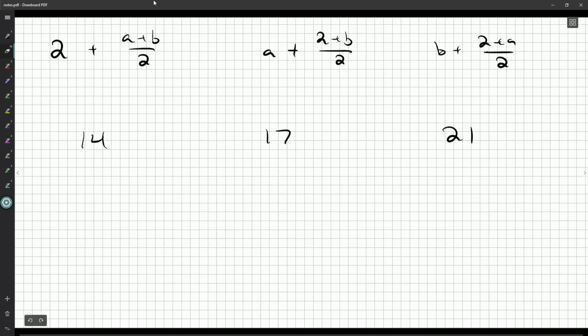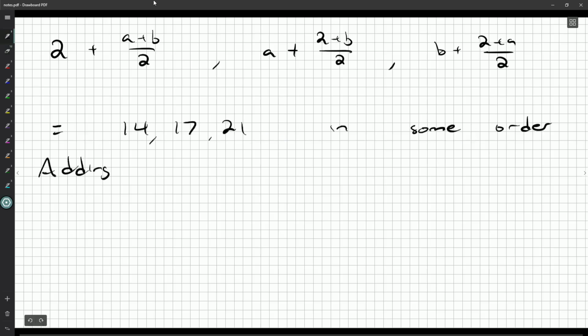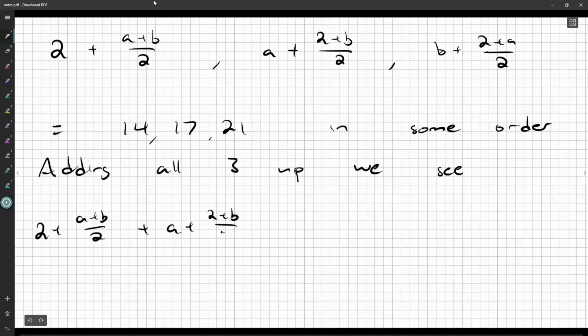Or do we? Actually, here's another thought. Instead of doing that, we say we know that these are equal to 14, 17, and 21 in some order. Adding all 3 up, we see what? We'll get (2 plus A plus B) over 2 plus (A plus 2 plus B) over 2 plus (B plus 2 plus A) over 2. I like where this is going. And that should be 14 plus 17 plus 21.